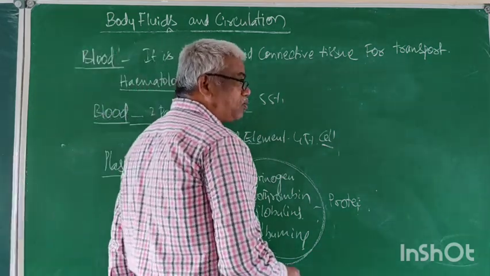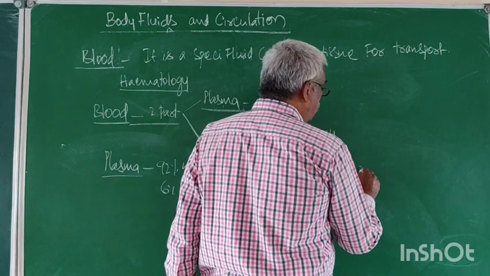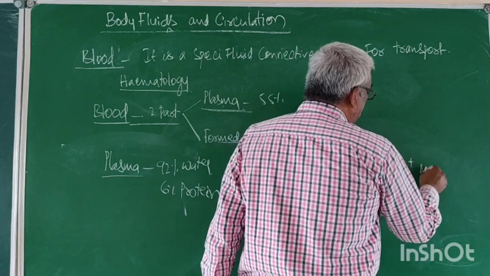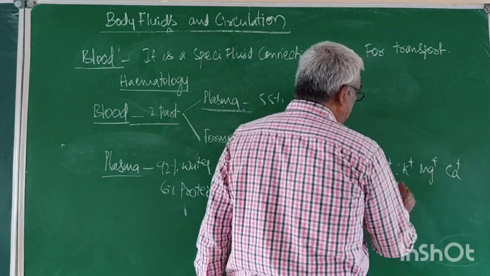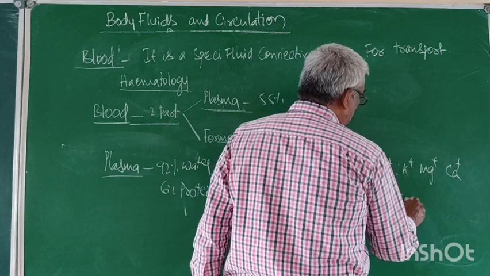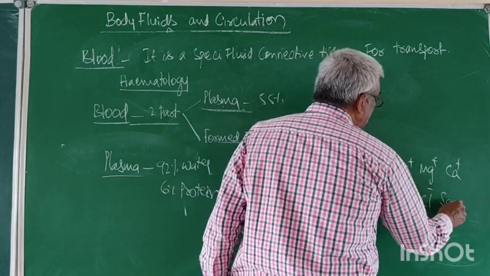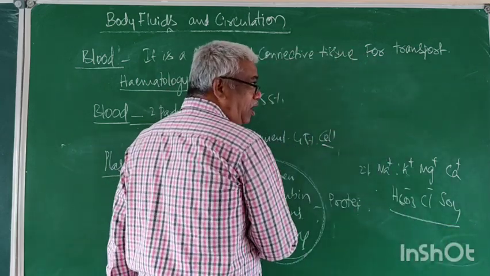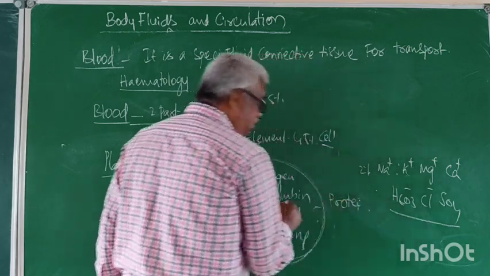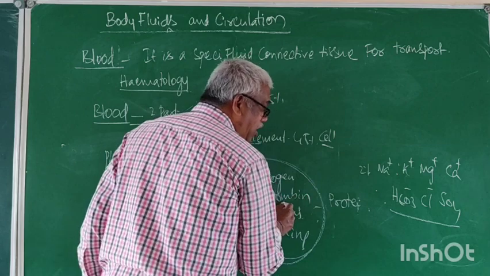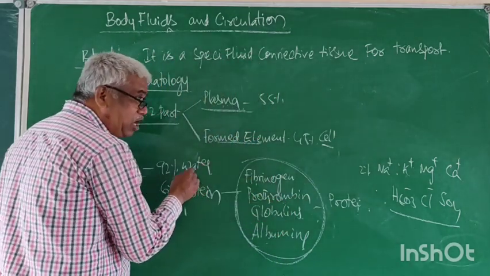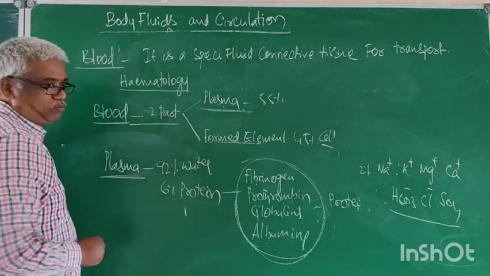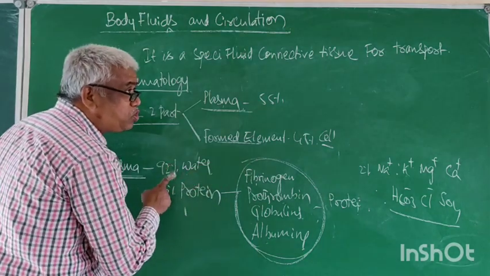In addition to this, some electrolytes, 2%: sodium, potassium, magnesium, calcium, bicarbonates, chlorides, sulfates. This is inorganic, this is organic. Dissolved in water, they form a solution. This solution is known as plasma. Now this is the chemical composition of plasma.